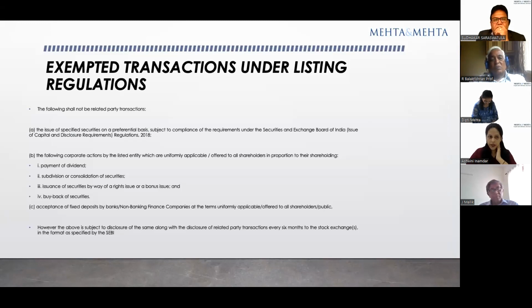Then payment of dividend, subdivision or consolidation of securities, issuance of securities by way of rights issue or bonus issue, buyback of securities, and acceptance of fixed deposits by banks and non-banking financial companies at the terms uniformly applicable or offered to all shareholders or the public. However, the above is subject to the disclosure. The disclosure that we were talking about has to be made to the stock exchanges in the format as specified by SEBI.